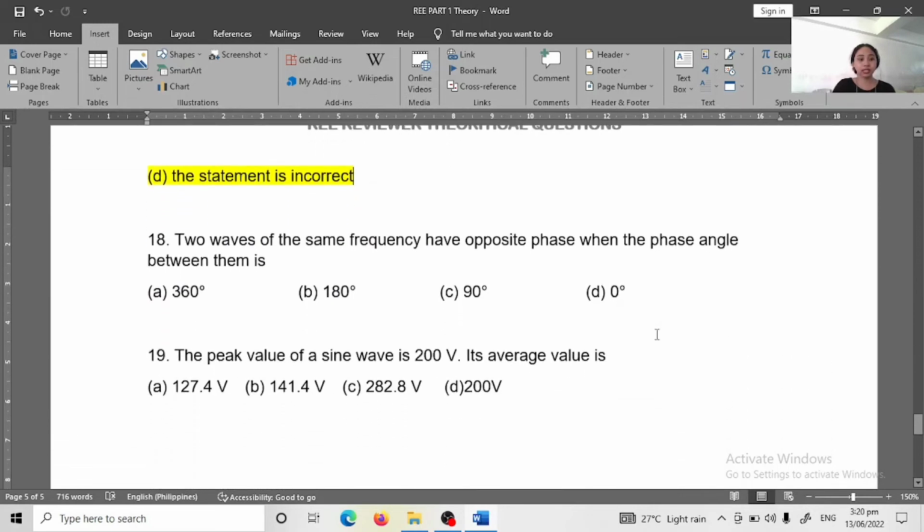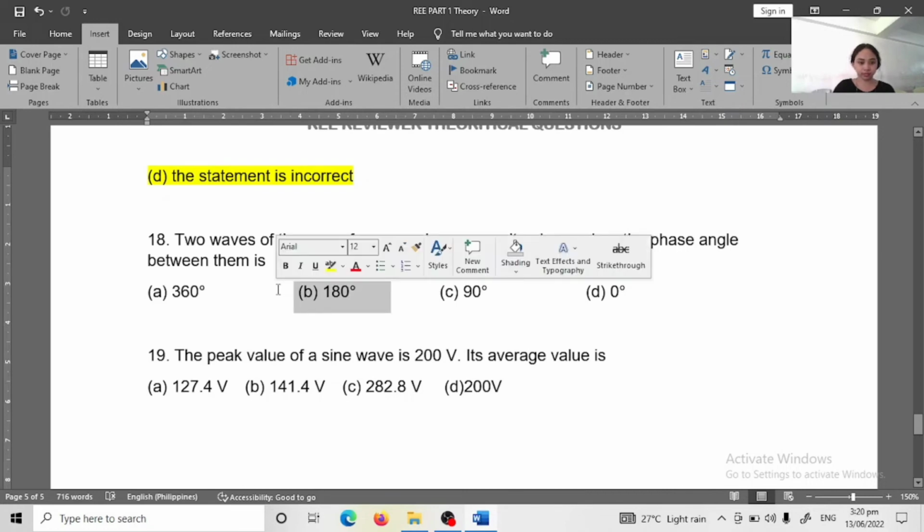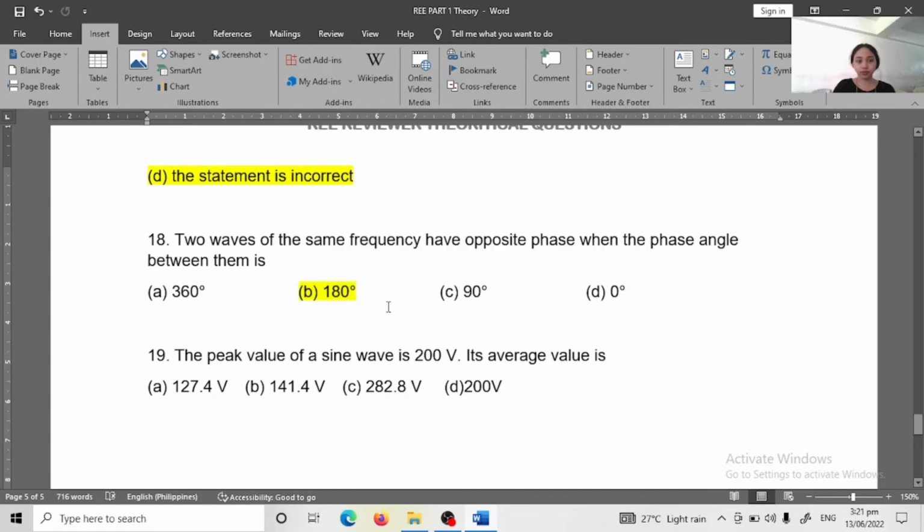Number 18. Two waves of the same frequency have opposite phase when the phase angle between them is A. 360 degrees, B. 180 degrees, C. 90 degrees, D. 0 degrees. So the answer is 180 degrees. So two waves of the same frequency have opposite phase when the phase angle between them is 180 degrees.